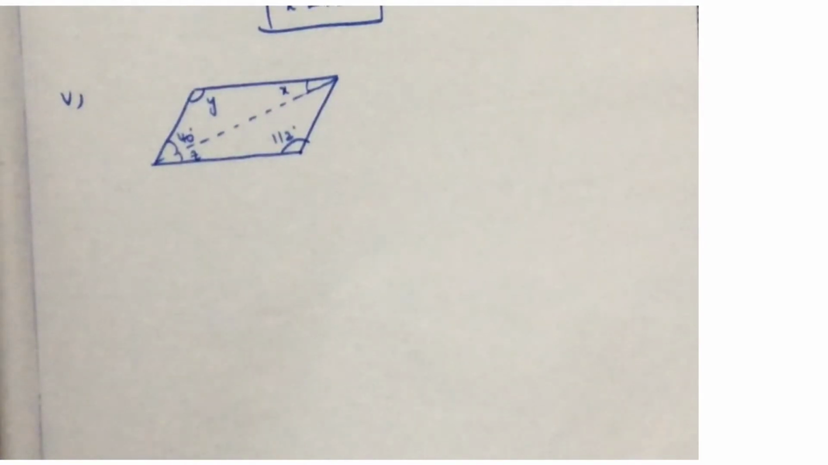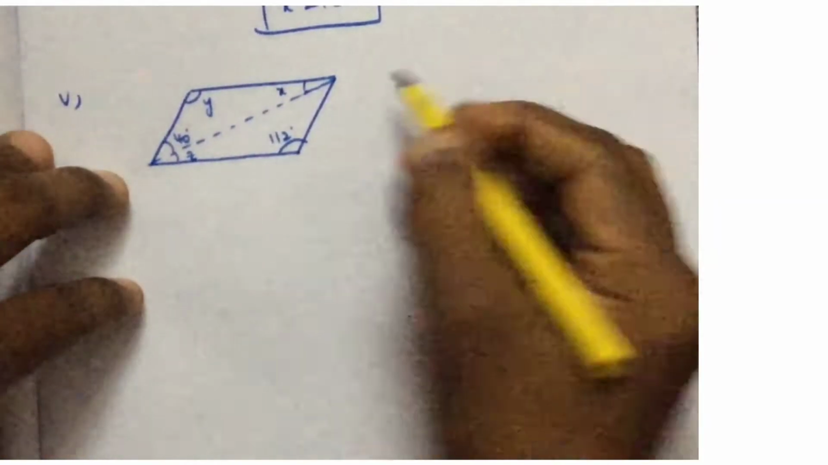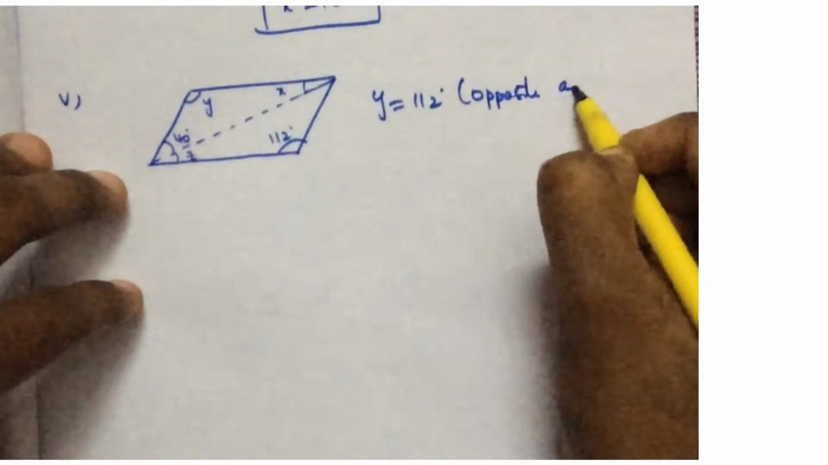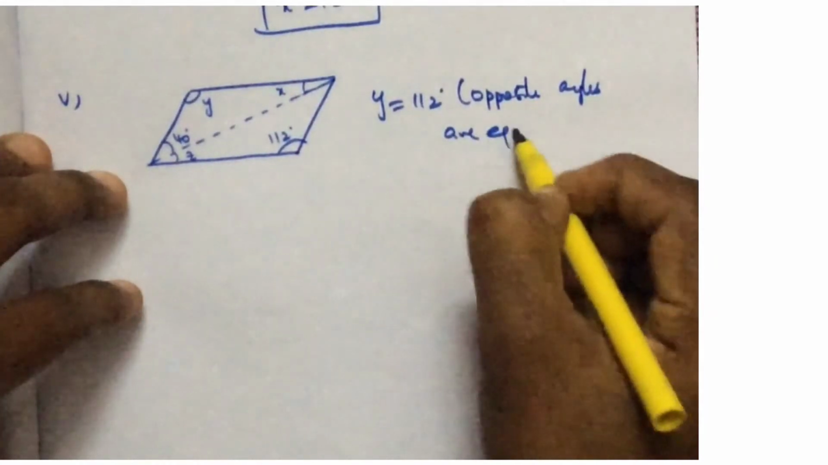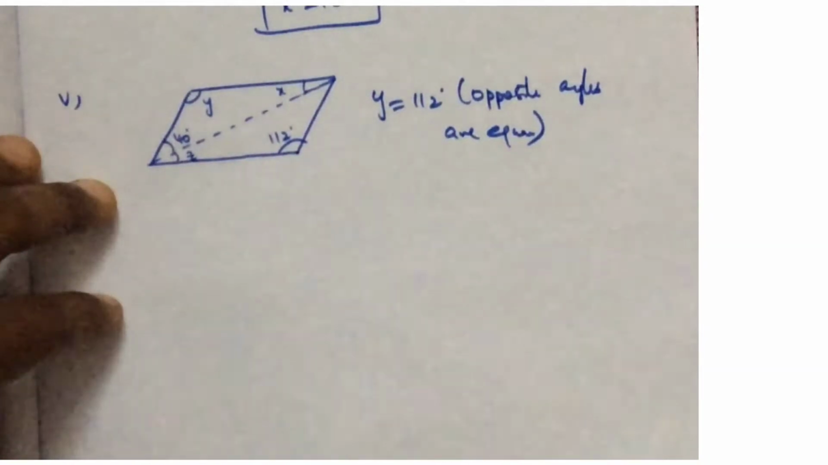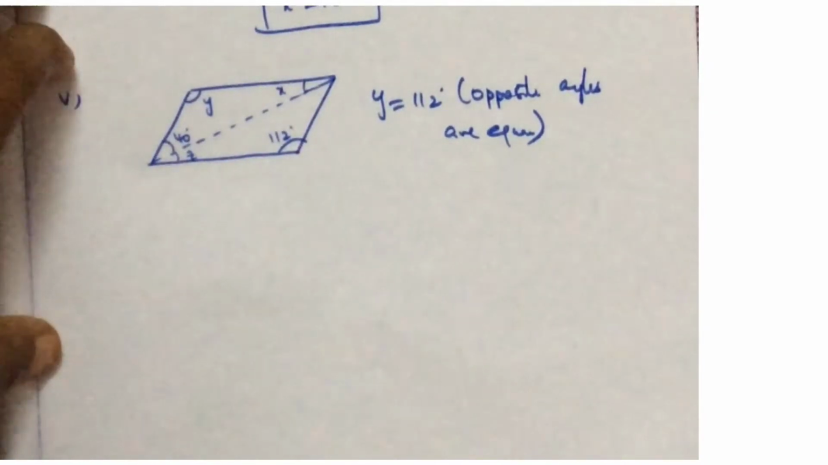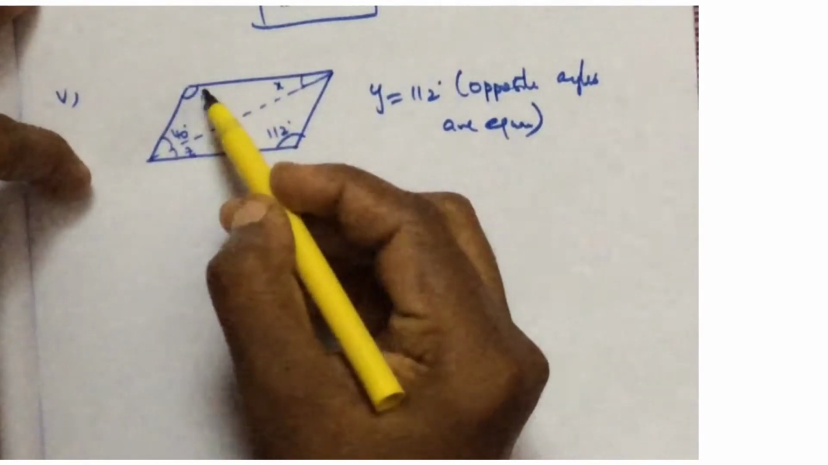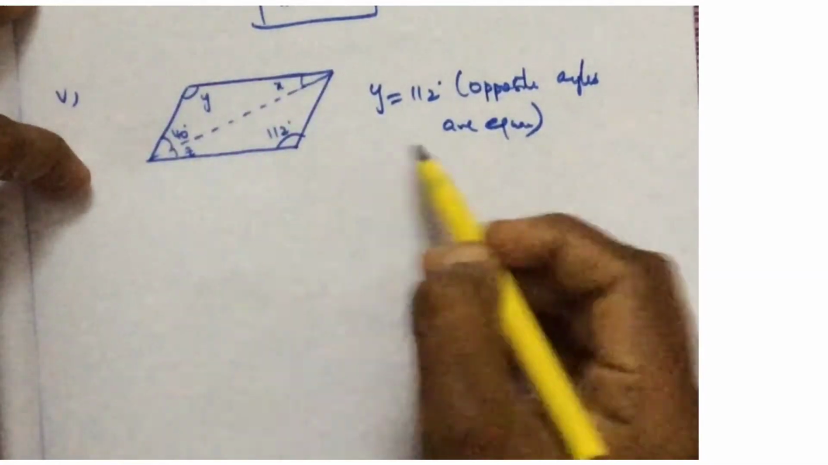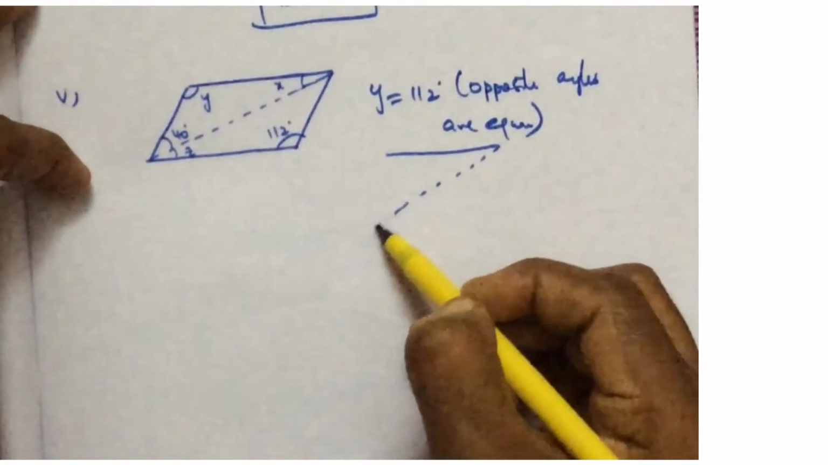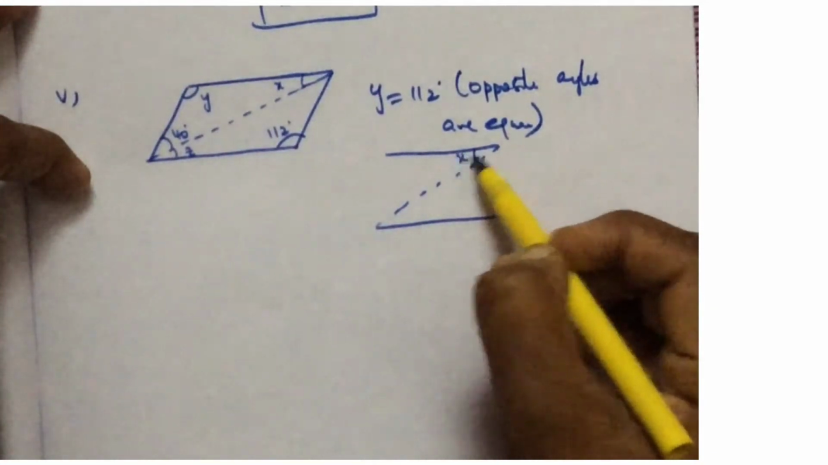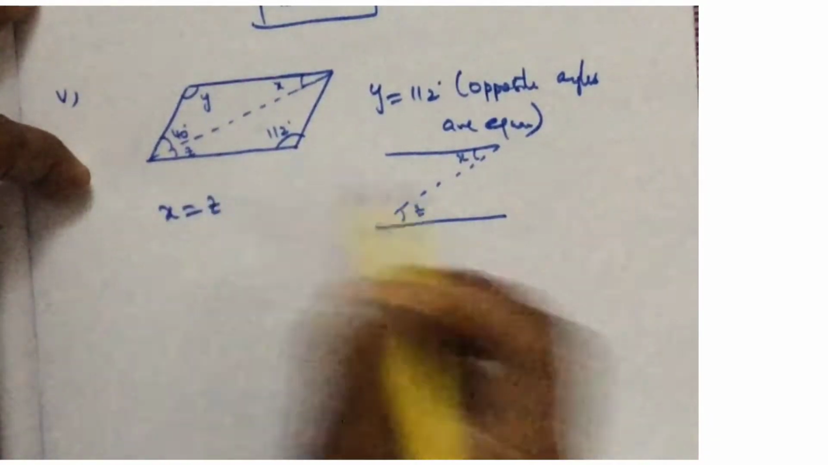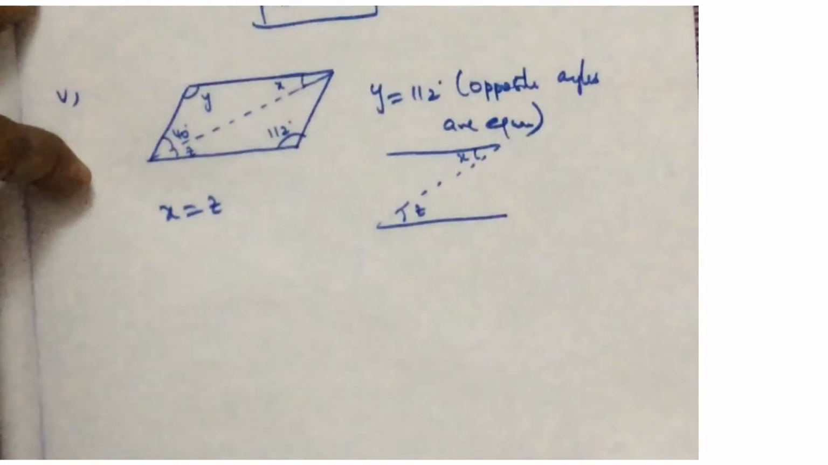we have to find what is X, Y and Z. Y is direct. Y is 112, because opposite angles are equal. We can say Y is equal to 112. Next, you can say this is X and this is Z. If you come like this from here to here, this dotted part and this straight line, so this is X and this is Z. These are alternate angles. So X is equal to Z. If you find X, the same thing will be for Z also.